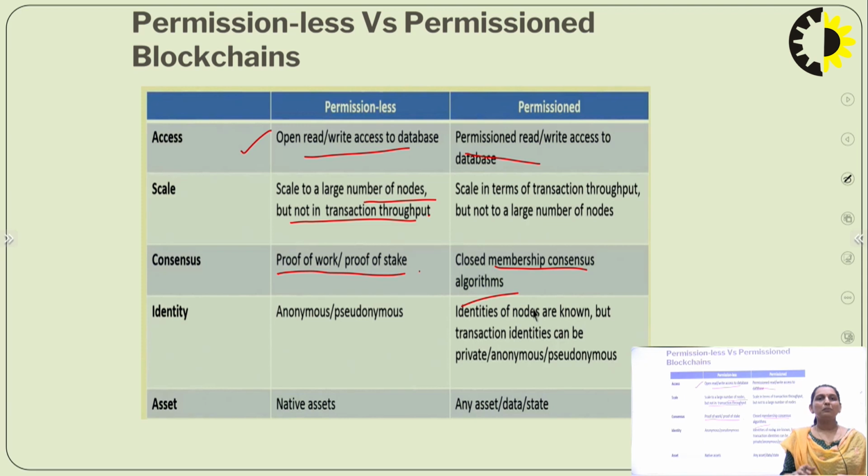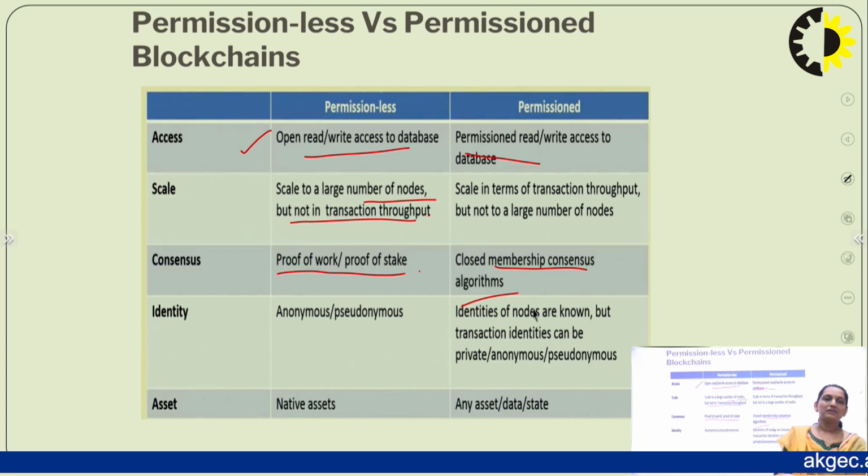Because we have to make a distributed, decentralized system, but we have to trust each other to make a business and a profit out of it, so we are using a blockchain here. So identity is to be there, and the assets, the native asset; we can have any asset, data, state, anything you can do with it.